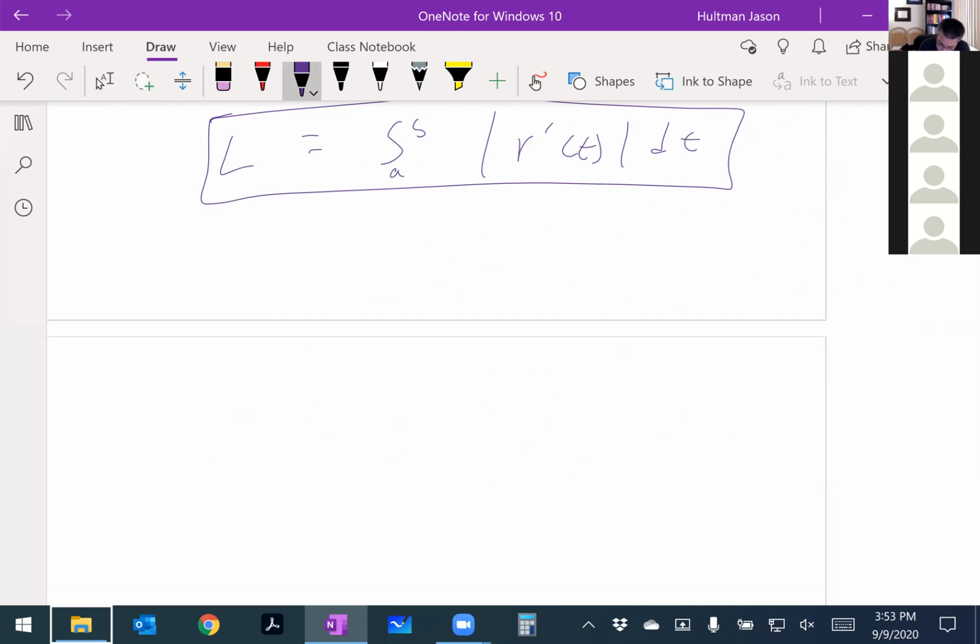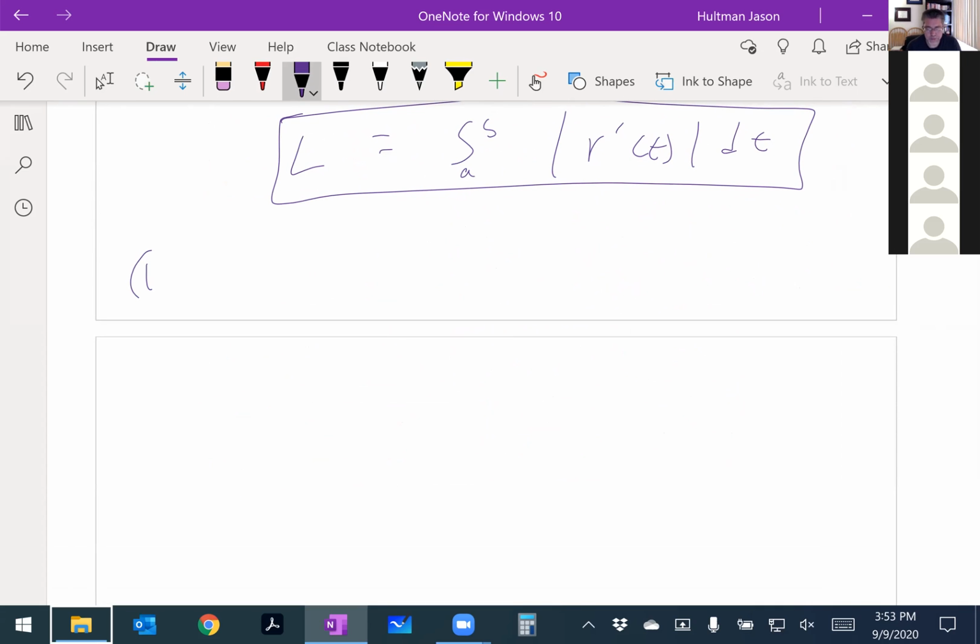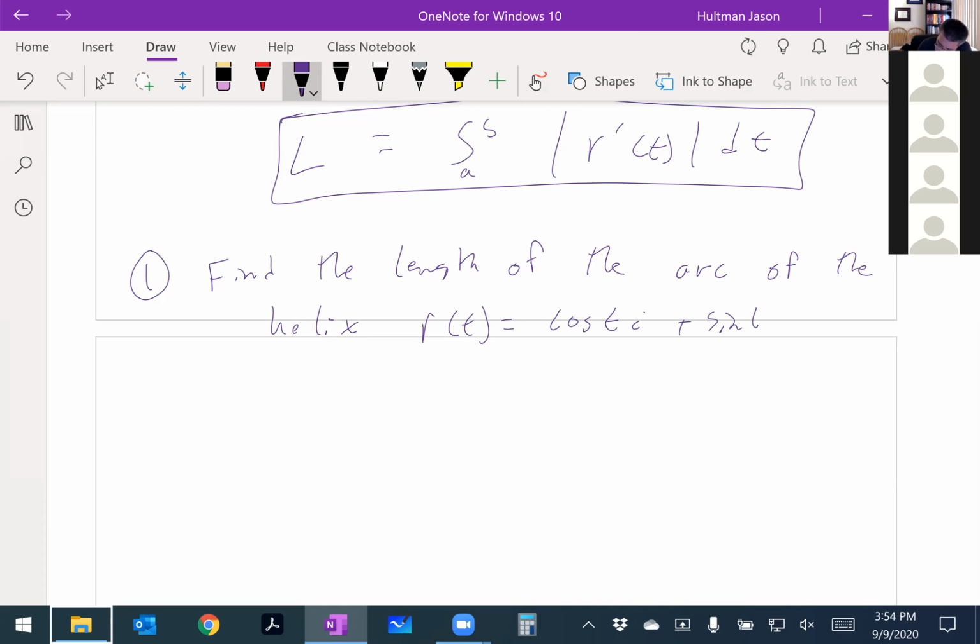Let's do an example here. Example 1. Find the length of the arc of the helix r of t is equal to cosine t i plus sine t j plus t k from the point (1, 0, 0) to (1, 0, 2 pi).